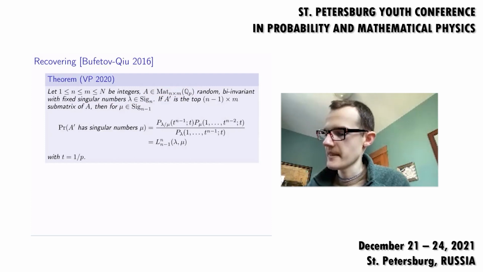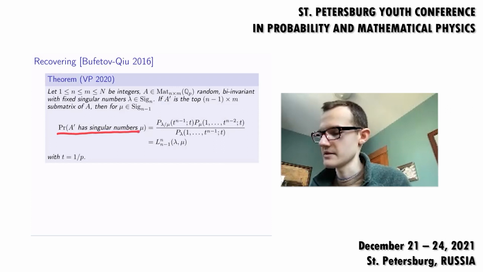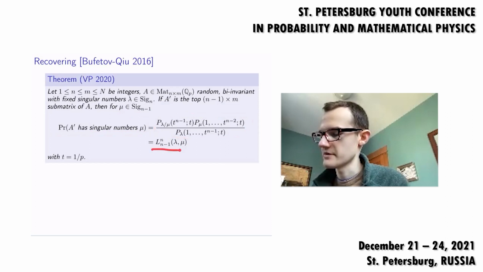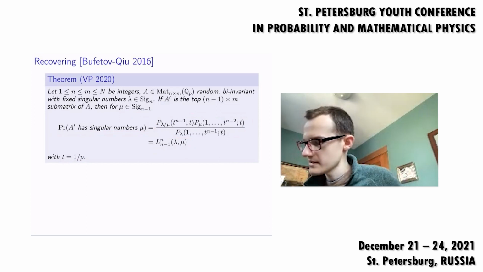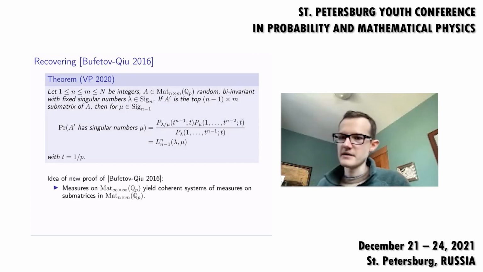So now I take this matrix and I remove the bottom row. So I take the top n-1 by m submatrix. This will have some singular numbers. They're in general going to be random, and their distribution is described by the probability that the singular numbers of A prime are equal to a given mu, a signature of length n-1. And this probability is exactly the formula that we saw before in terms of Hall-Littlewood polynomials, which we defined to be the co-transition probabilities of this branching graph. Here, you take this parameter t to be 1 over p, depends on p. And so this relates this operation of removing rows of a matrix to the co-transition probabilities that we saw earlier in this branching graph. And so I can now just, yes?